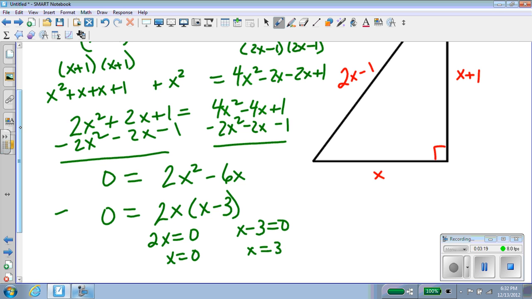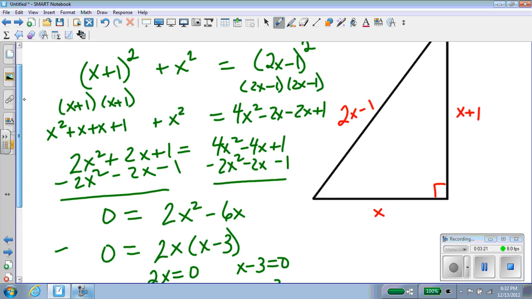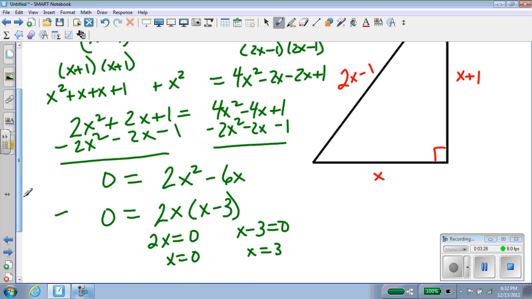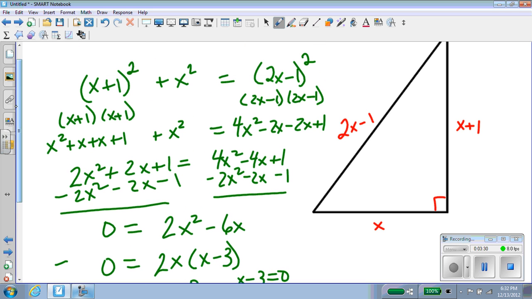Well, in the context of our right triangle, x equaling 0 would mean this side would equal 0. That doesn't make any sense. But x equaling 3, that would say this side is 3, this side is 4, and this side is 2 times 3, 6, minus 1, which would be 5. So let's check it out. 3 squared is 9, 4 squared is 16, and that equals 25, which is 5 squared.